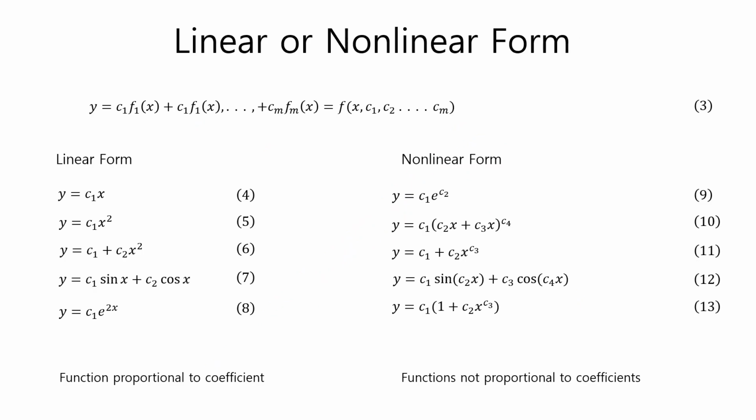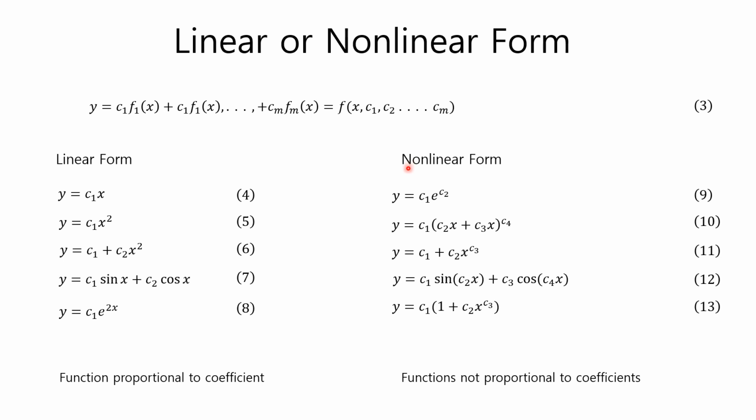Curve fitting using the least squares regression has different calculation principles depending on whether the system function is linear or nonlinear. A linear function can be expressed as equation 3. To help you understand, examples of linear form functions and nonlinear form functions are shown in equations 4 to 13. Simply put, a linear function is a function in which the coefficient c is not contained within the argument of the function, and a nonlinear function is a function in which the coefficient c is contained within the argument of the function. If you look at the linear functions from equation 4 to equation 8, the inside of the functions of x, x squared, sine x, cosine x, and 2x, that is, the arguments, do not contain coefficients.